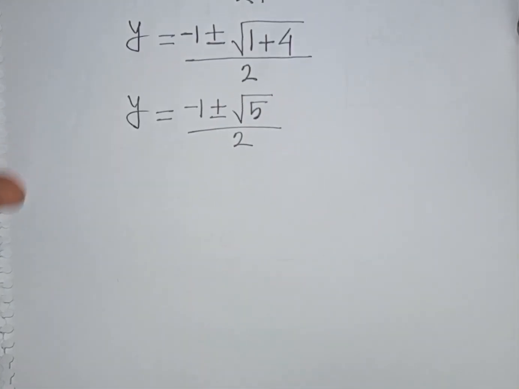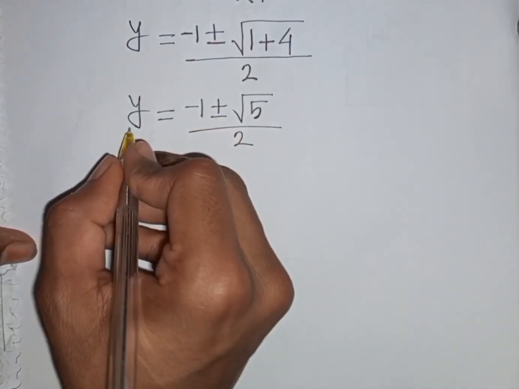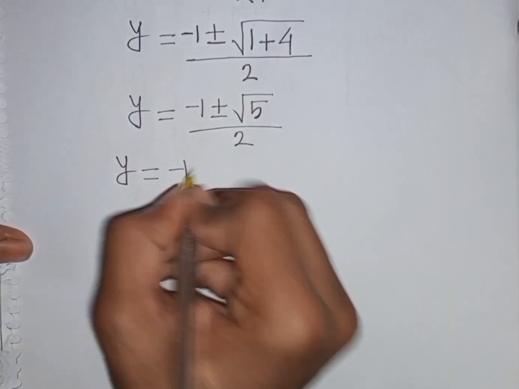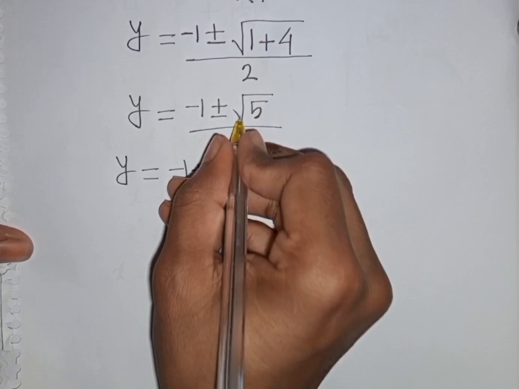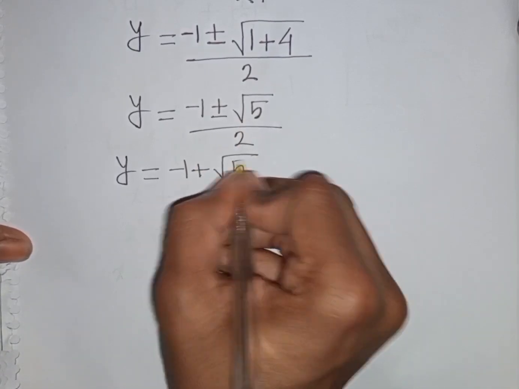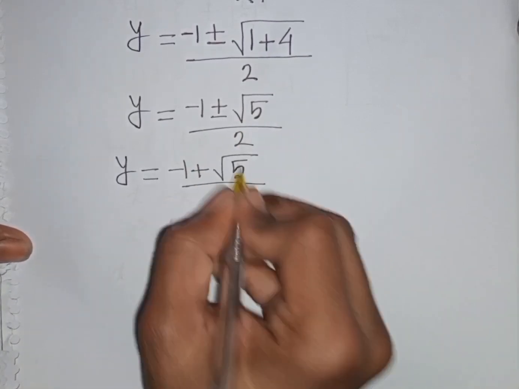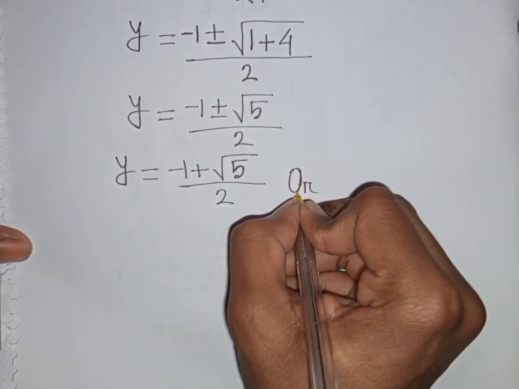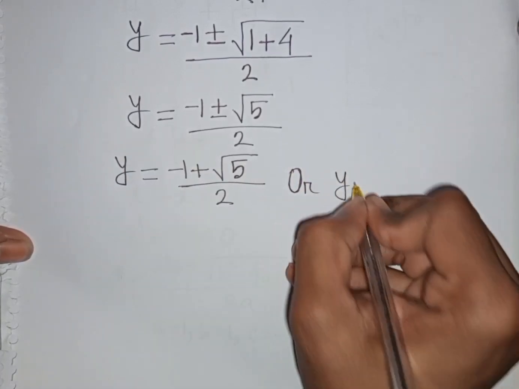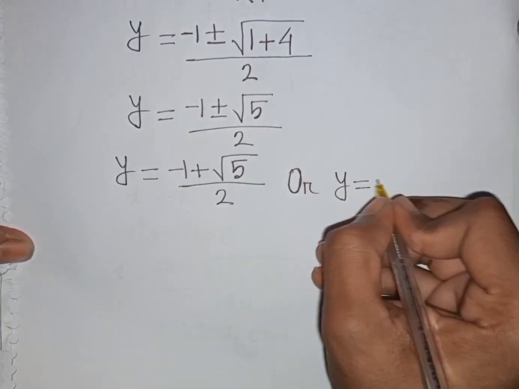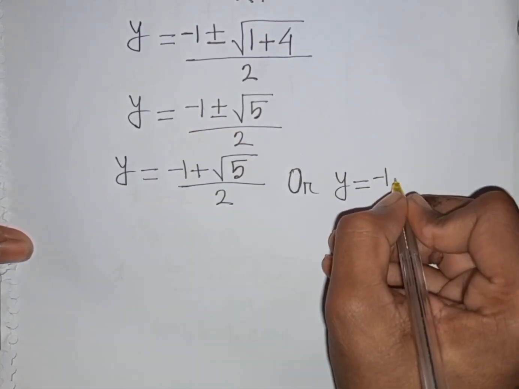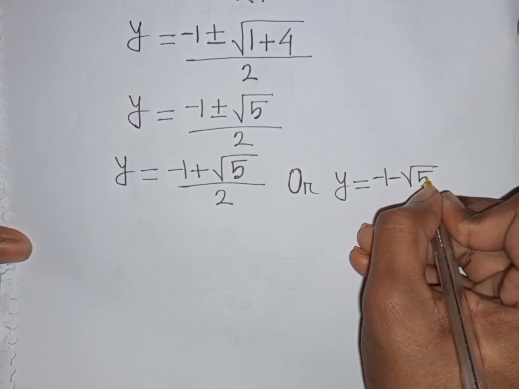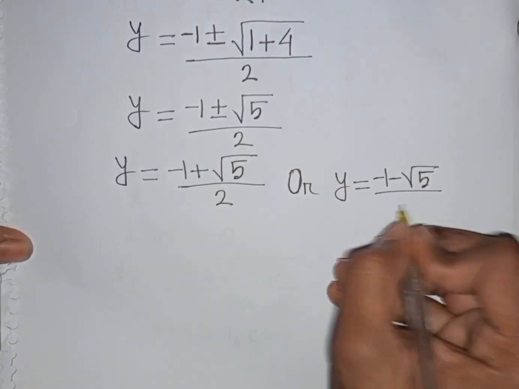Now we see here two cases, so you can write here y is equal to minus 1 plus square root of 5 divided by 2, or y is equal to minus 1 minus square root of 5 divided by 2.